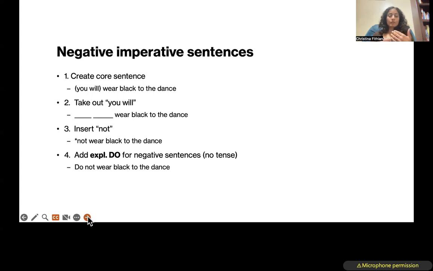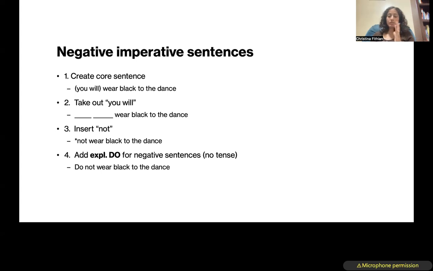So here are our steps to create our negative imperative sentences. Now these include not. So we're going to create a core sentence: You will wear black to the dance. Then we're going to delete you will. And then we just get wear black to the dance. Now, this is a positive imperative sentence, but we want a negative one. Well, we're going to insert not as our third step. And we get not wear black to the dance.